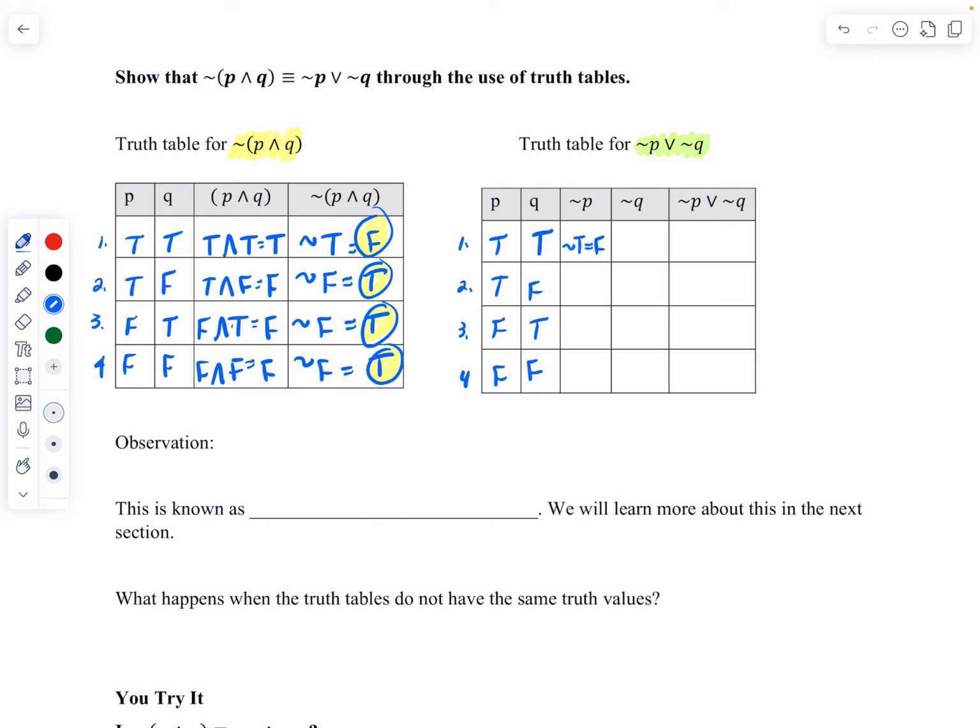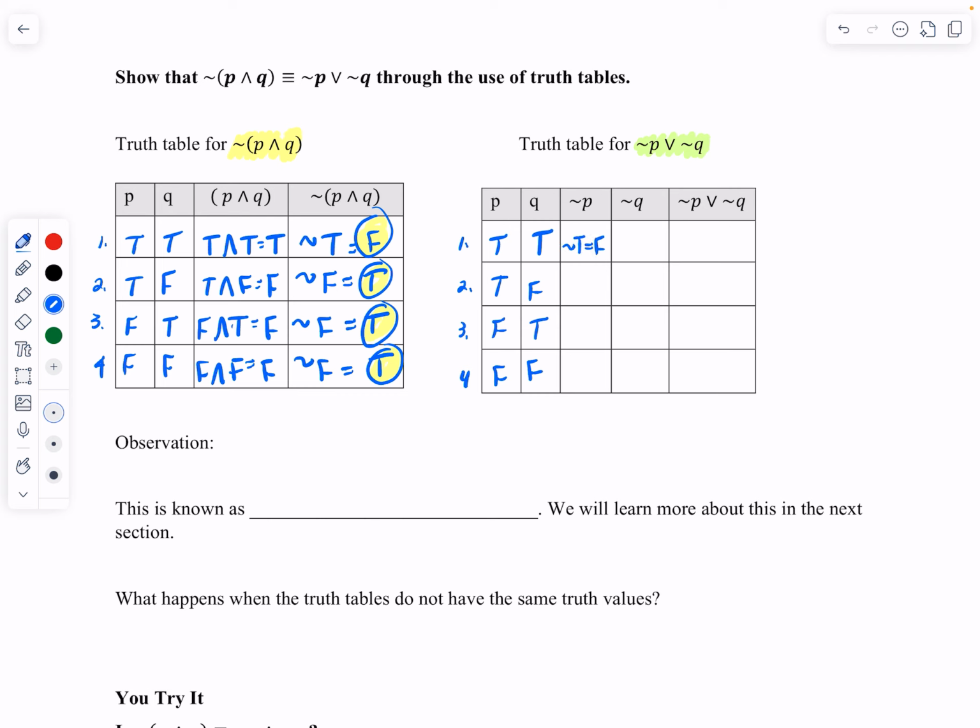I'm also going to negate the Q column, which is negation of true is false. Negation of false is true. Negation of true is false. And negation of false equals true. So now I'm going to put together the pieces. So I'm going to write down what I just got for negation P, which was false, false, true, true. I'm going to put the or symbol. And then I'm going to put negation Q, which was false, true, false, true.